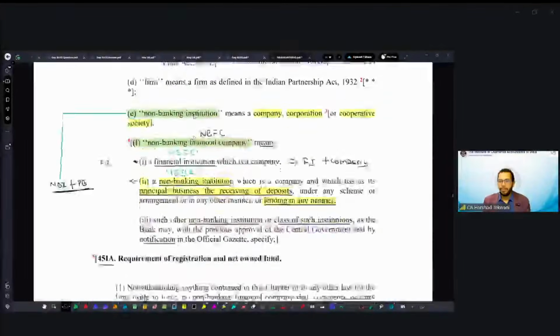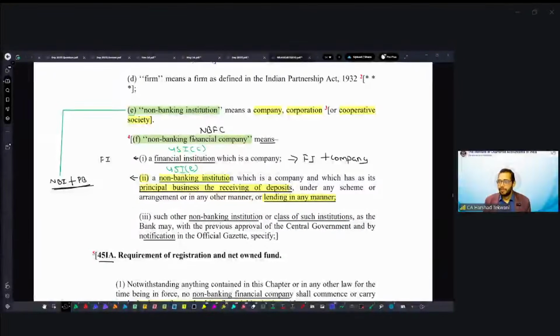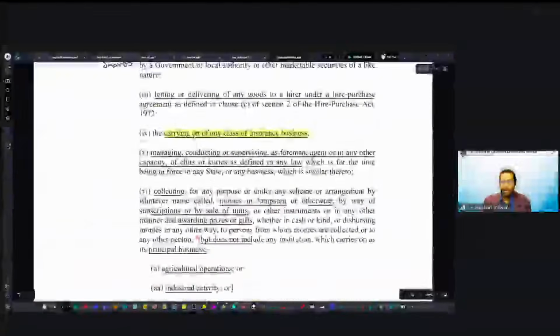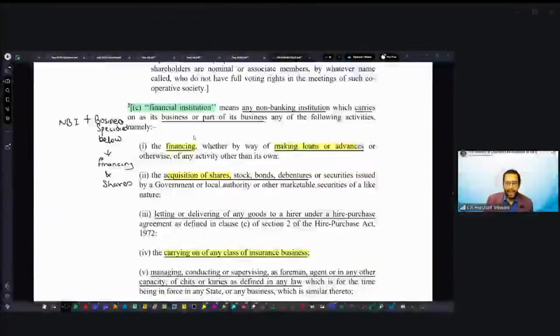Now another question comes. Sir, what is principal business? How will you define the principal business? See, when I talk about FI, when I talk about company, over there it says business or part of business. If you see the terminology which is used, it says business or part of business. Not necessarily the entire business. If any part of the business is any of the following activity, you are an NBFC, business or part of business. If you do any of the following activity, then you are a financial institution.